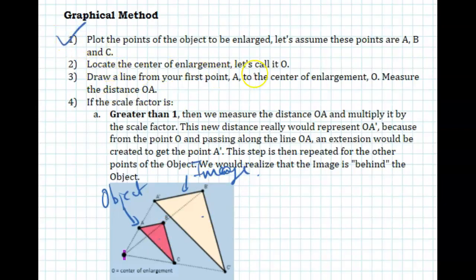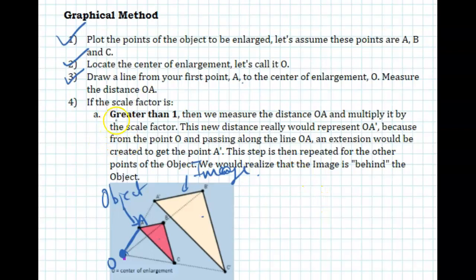Now so that's the first point. The second point is locate the center of enlargement. Okay, so this now will be the center of enlargement. We're going to draw a line from your first point A to the center of enlargement. So you see this dotted line going like here, that is the line they're talking about in point 3. They're calling that OA. So say here's O and here's A, then this distance is OA. Now there are 4 categories in which the scale factor could fall. The scale factor can be greater than 1, between 0 and 1, between -1 and 0, and less than -1.